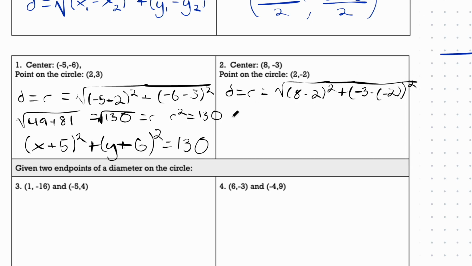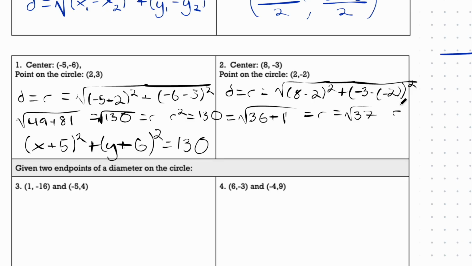And so essentially what we get here is the square root of 6 squared, which is 36, plus -3 minus -2, which is -3 plus 2. And so we get -1, and -1 squared is just 1. So we're going to get R equals root 37.